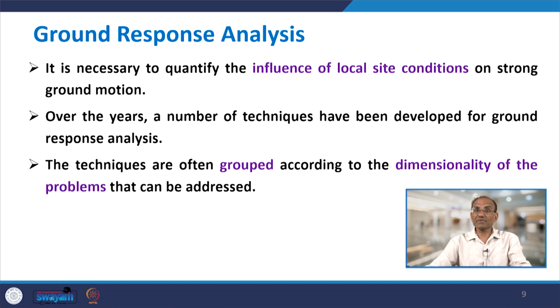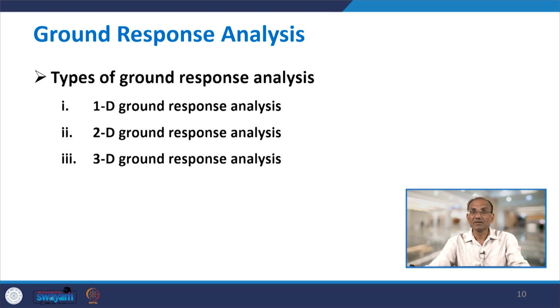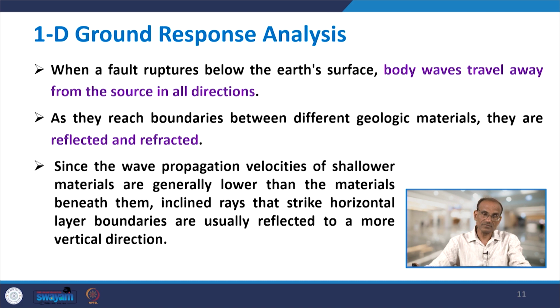Over the years, a number of techniques have been developed for ground response analysis, and these techniques are normally grouped according to the dimensionality of the problem, that means 1 dimensional, 2 dimensional, 3 dimensional. So, as a result, the types of ground response analysis can be in 3 categories: 1D, 2D, and 3D ground response analysis. For simplicity, we start from 1D ground response analysis.